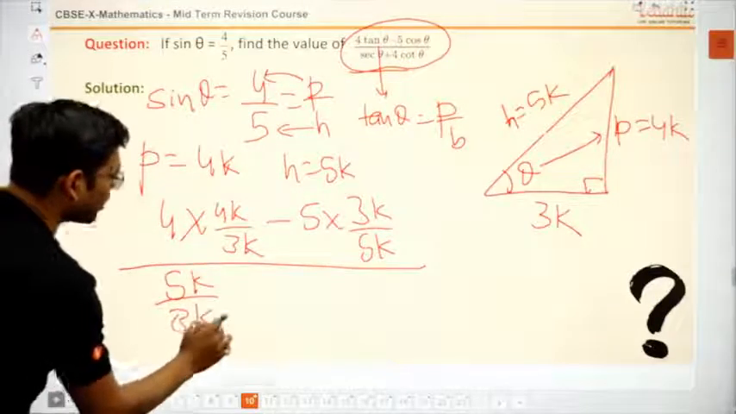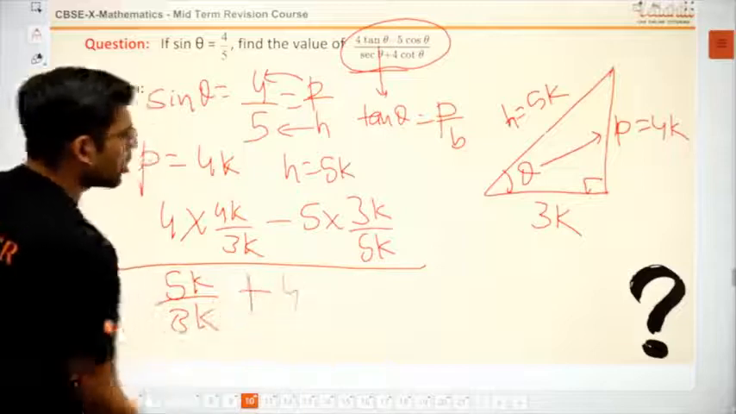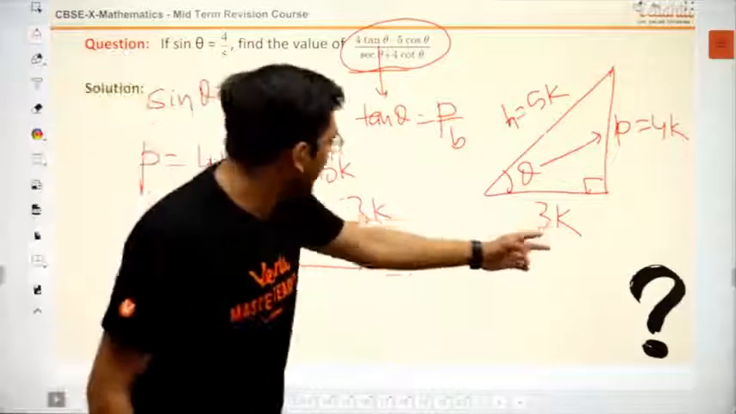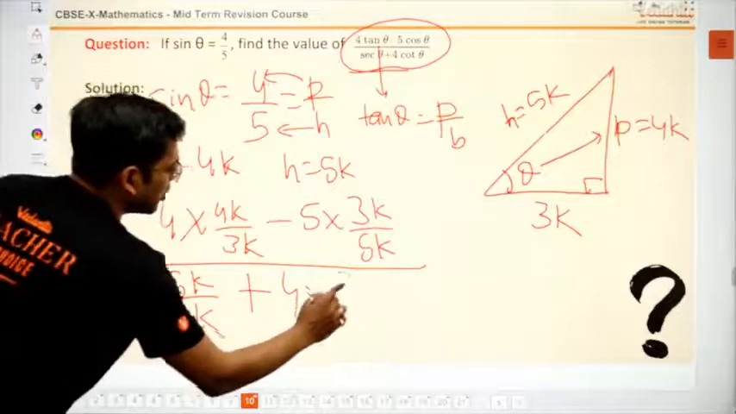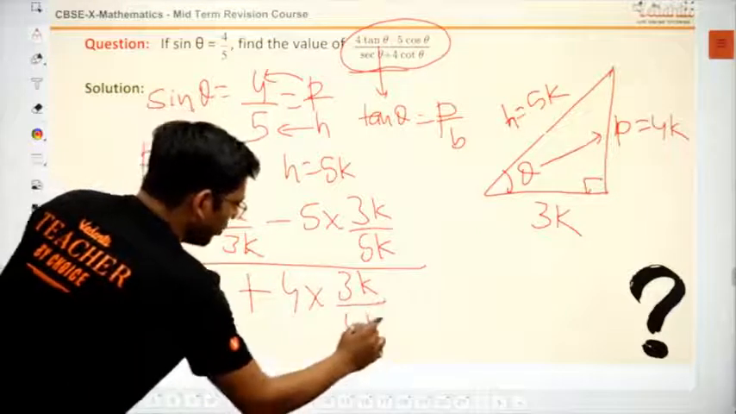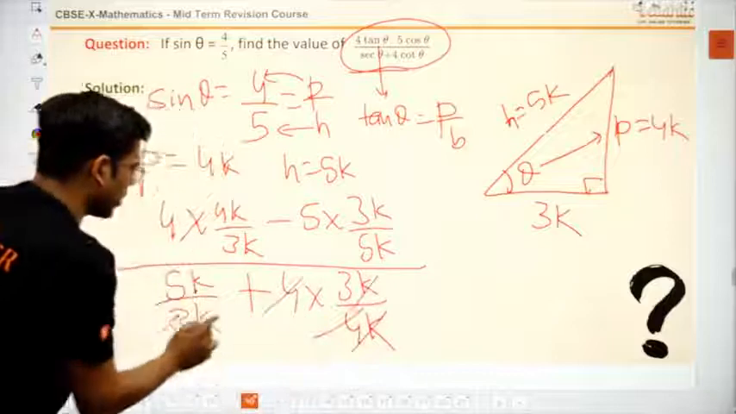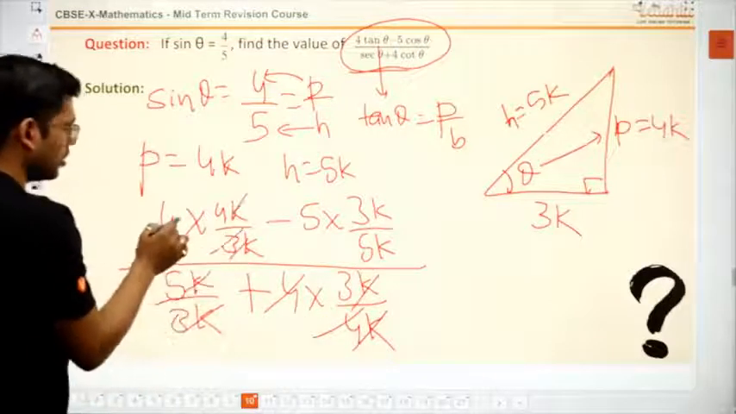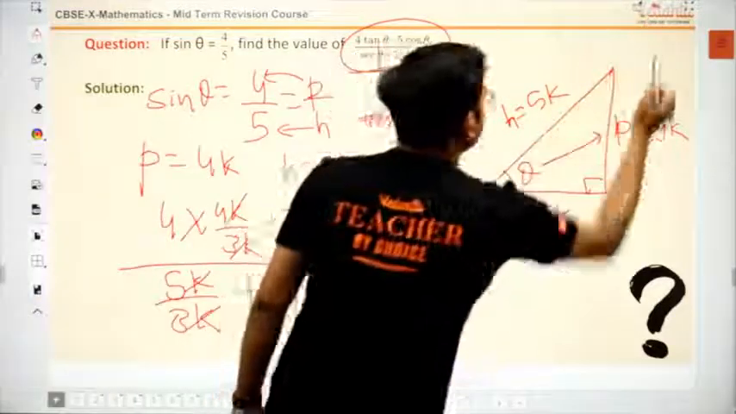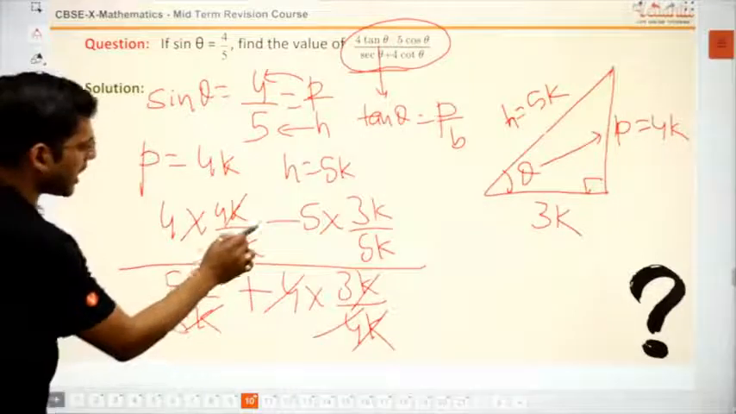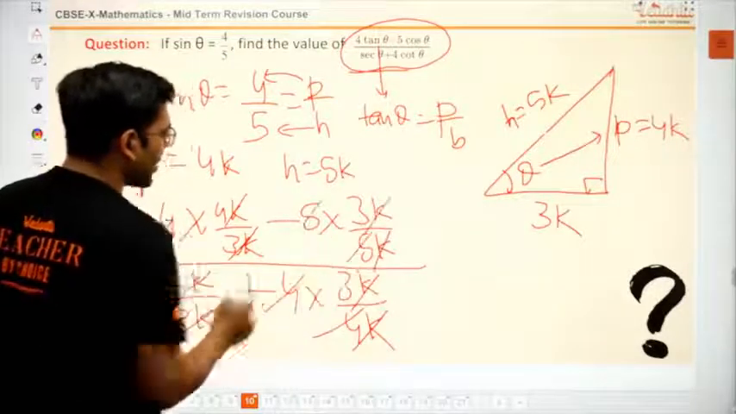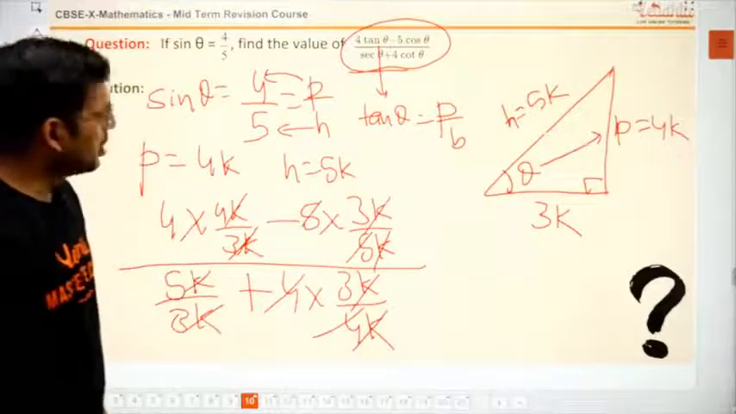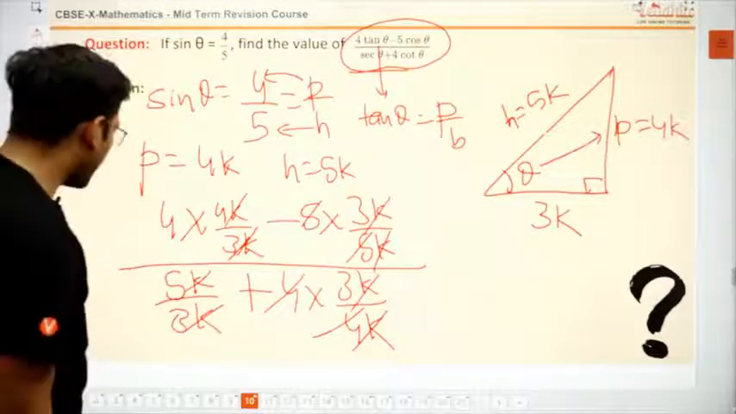5K by 3K, plus 4 into cot theta. Where is cot theta? It is the reciprocal of tan theta. Reciprocal of 4 by 3 is 3K by 4K. 4 and 4 K 3, the 3 won't cancel. K cancels with K, 5 and 5, all got cancelled. Isn't it great?